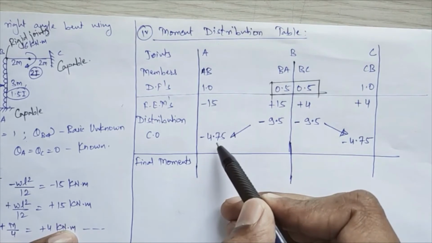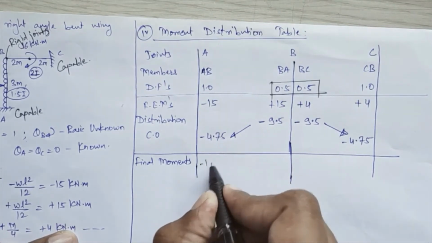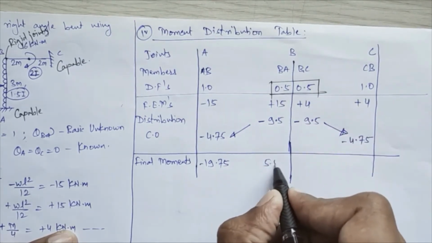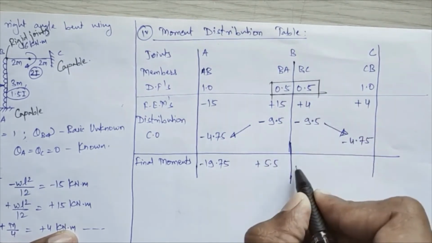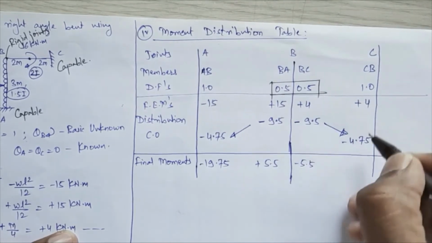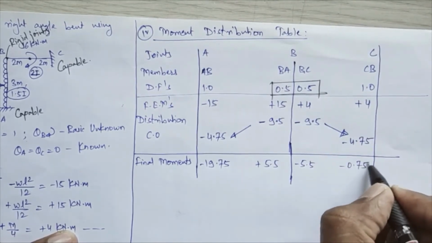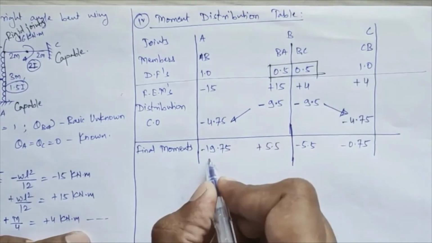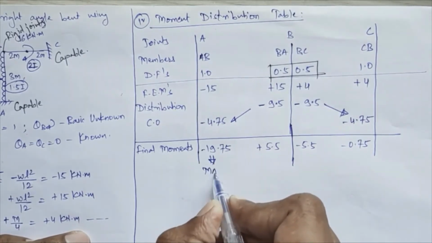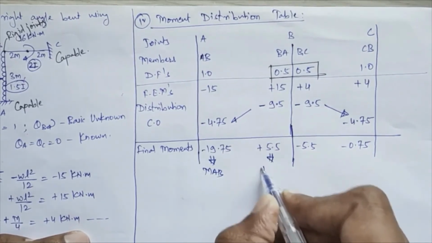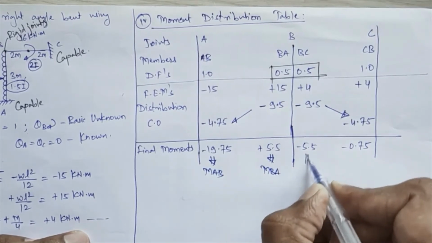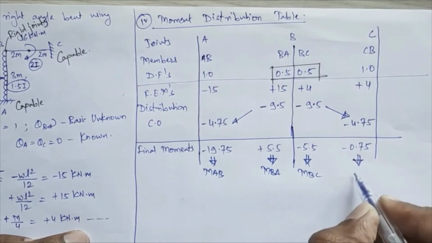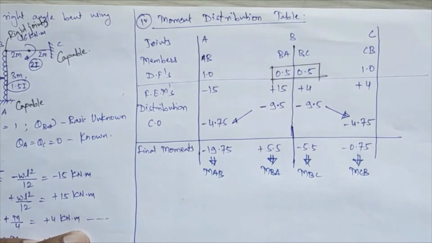So 15 and this minus 4.75 you get as minus 19.75. Same way, 15 minus 9.5 we get as plus 5.5. This you get as minus 5.5, and this you get as minus 0.75. Now we'll check the conditions of equilibrium. I'll write these moments here. This is your MAB, this is your MBA, MBC, and this is your MCB.